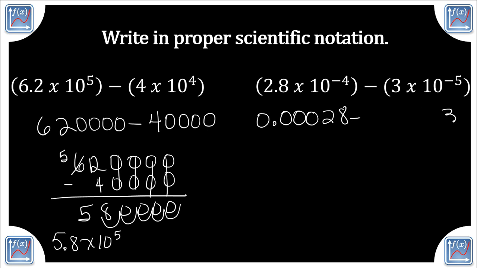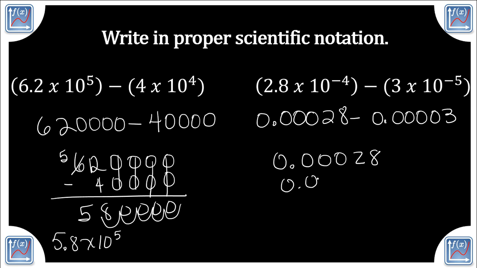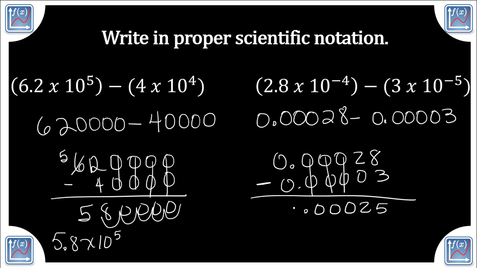Minus, we have 3. The decimal is behind the 3. We move it 1, 2, 3, 4, 5. We're going to line up decimals. We have 1, 2, 3, 2, 8. 1, 2, 3, 4, and a 3, and we are subtracting. 8 minus 3 is 5, 2 minus 0 is 2, 0, 0, 0, decimal, and 0. In scientific notation, 2.5 times 10 to the negative, because I have a small number, moving the decimal to the right. 1, 2, 3, and 4. I hope this helps.